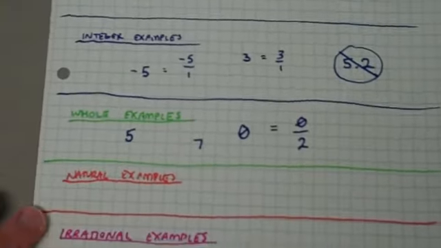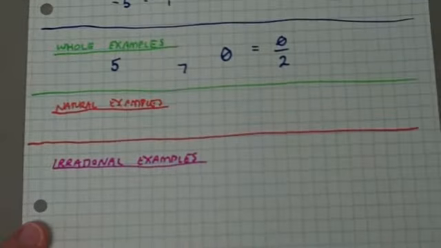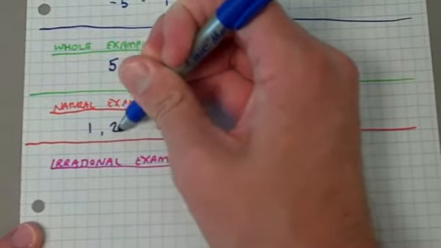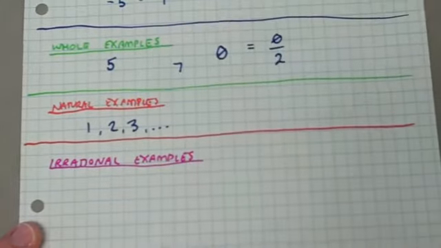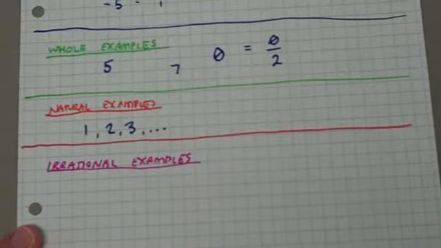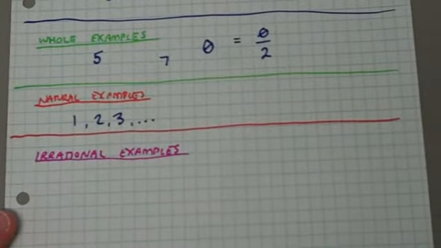Natural numbers are another subset, as long as it doesn't include 0. So natural numbers are 1, 2, 3, etc. All of those can be written as a fraction. 1 over 1, 2 over 1, 3 over 1. So they're all whole numbers, integers, and rational numbers.